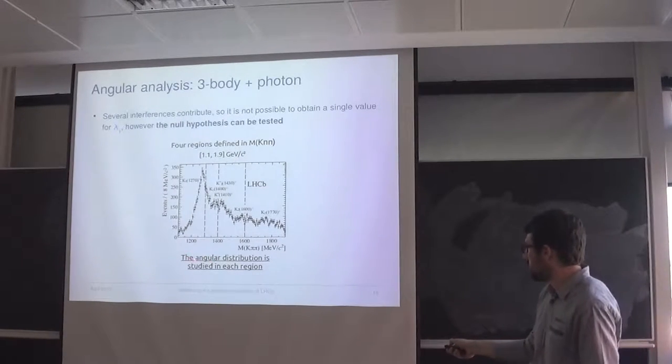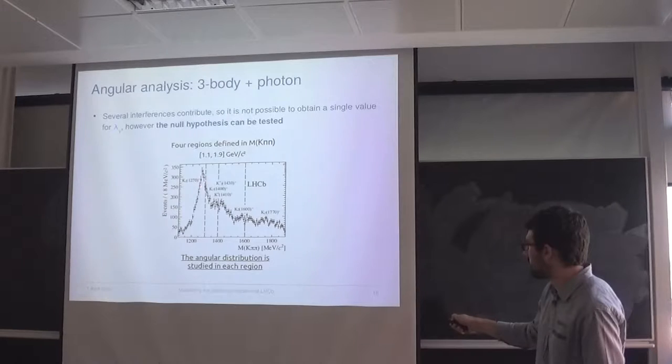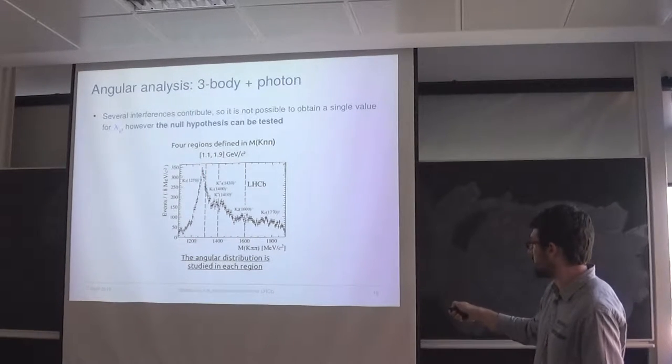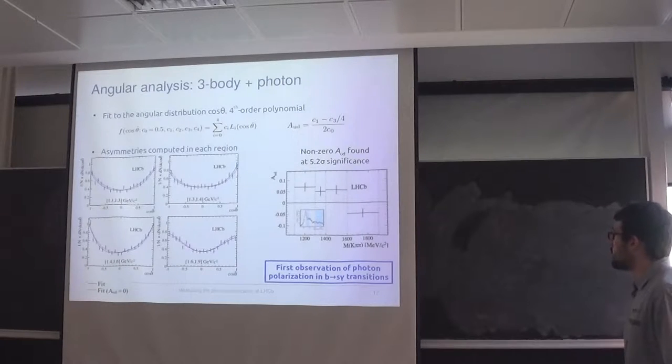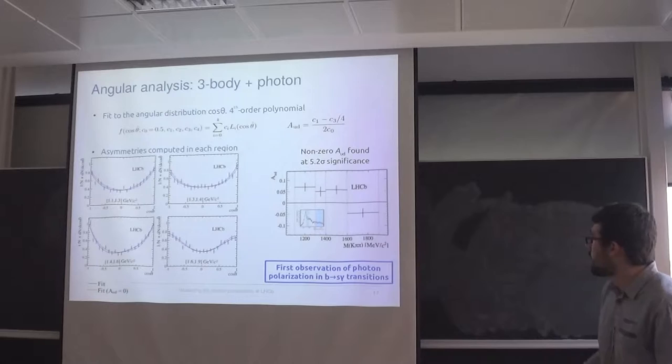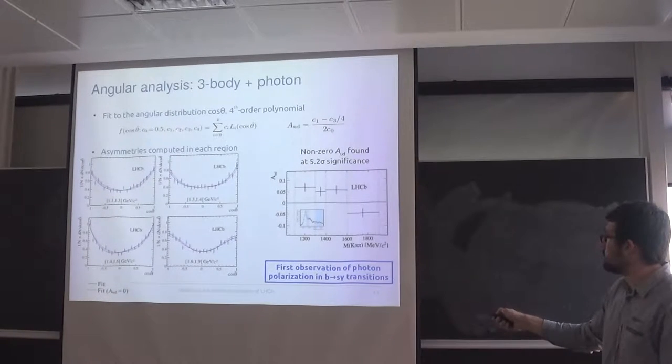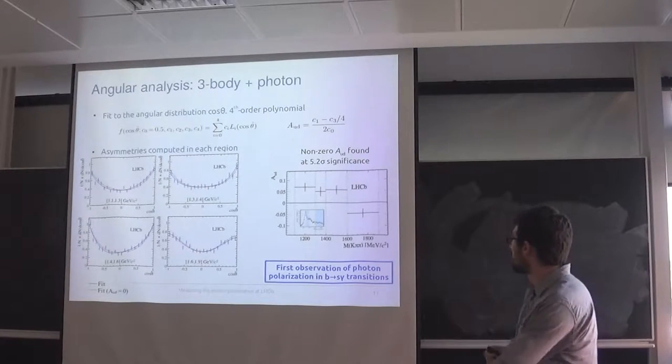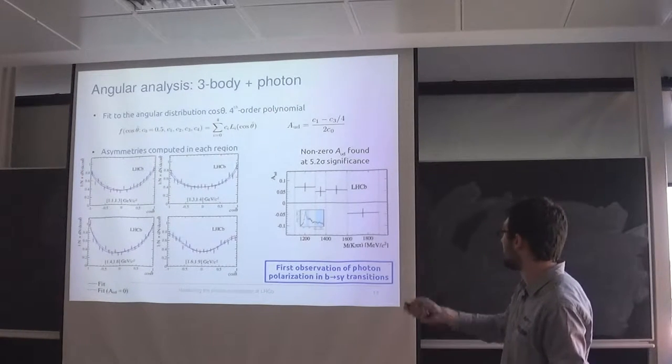And also the angular distribution, and you have different spins and such things, you have to study each of the regions differently. So there are four regions here. This is the study for the four regions that I mentioned. You have to fit this to a fourth order polynomial. It's a Legendre polynomial.